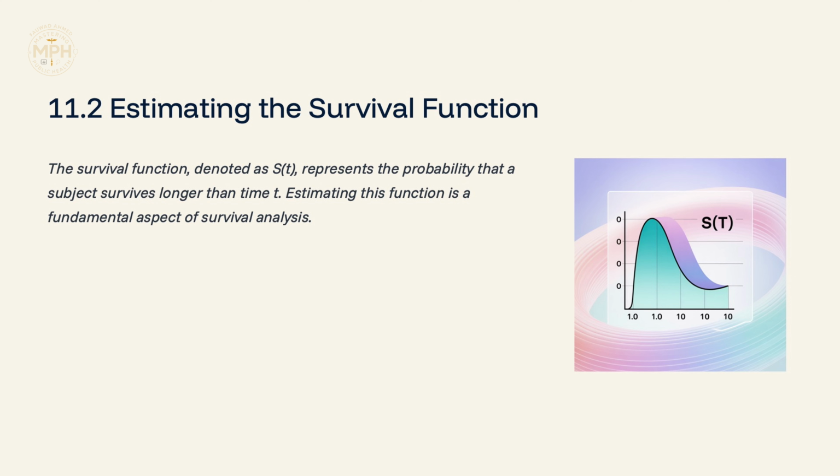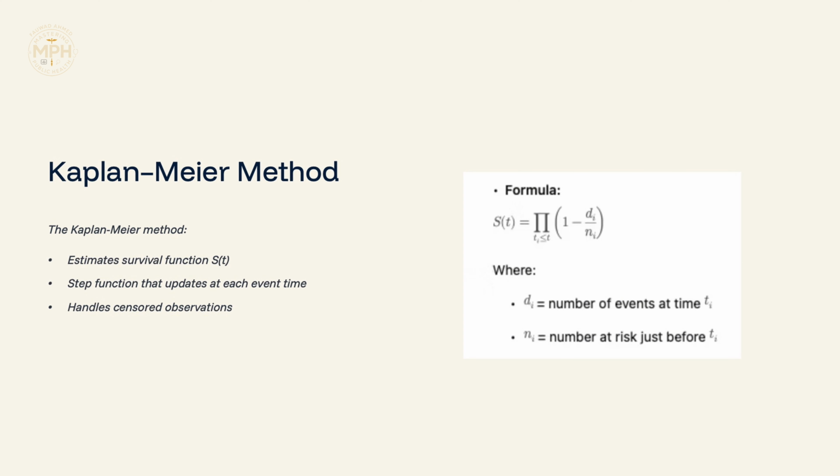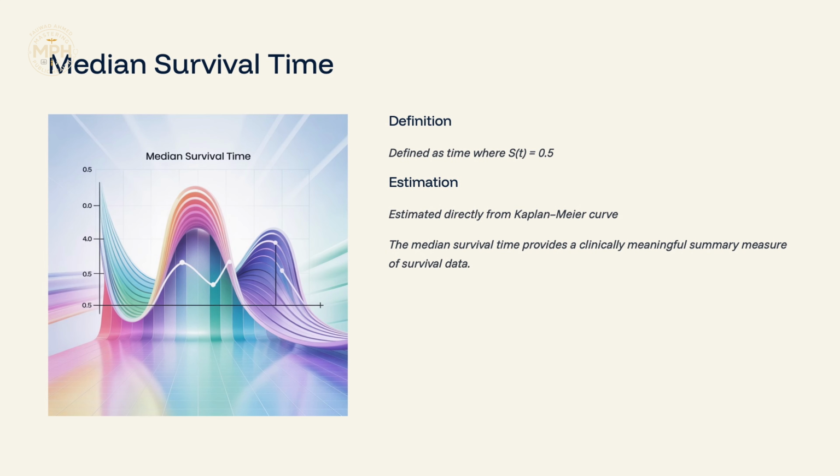Second is estimating the survival function. The survival function, written as S(t), is the probability of surviving beyond a specific time t. It starts at 1 and decreases as events occur. We estimate it using the Kaplan-Meier method. At each time an event occurs, we multiply the previous survival estimate by the conditional probability of surviving past that time. This creates a step function survival curve. Censored observations are marked on the graph but don't cause a drop. The median survival time is the time at which the survival probability reaches 0.5.